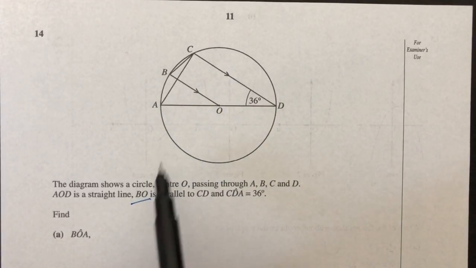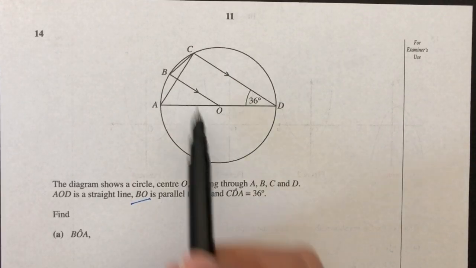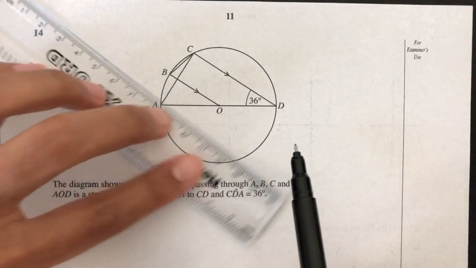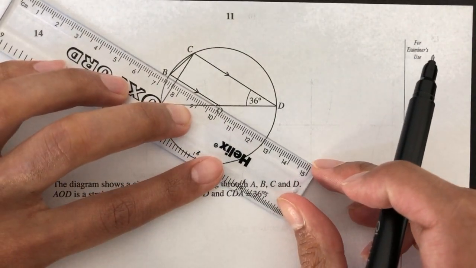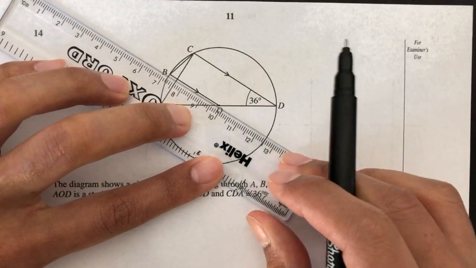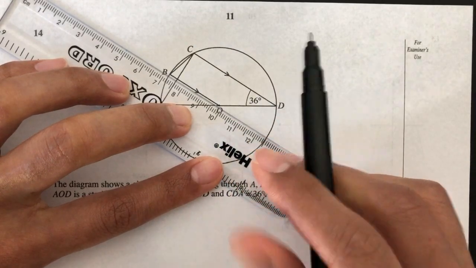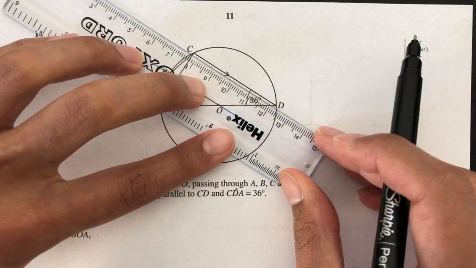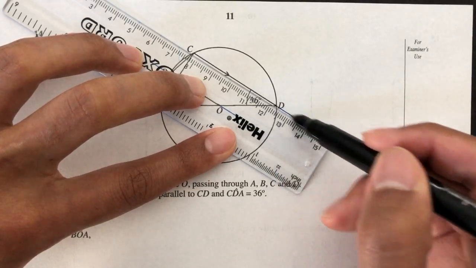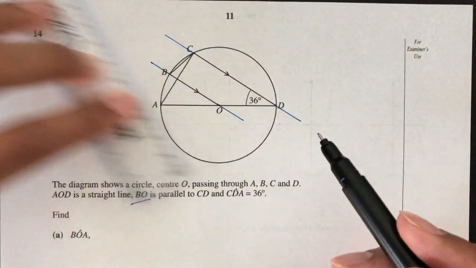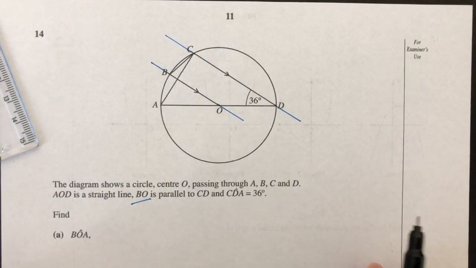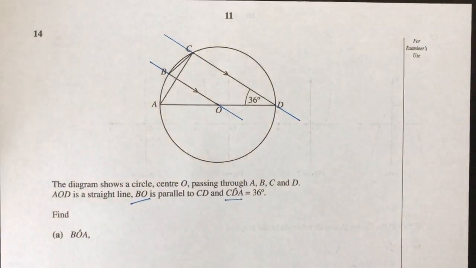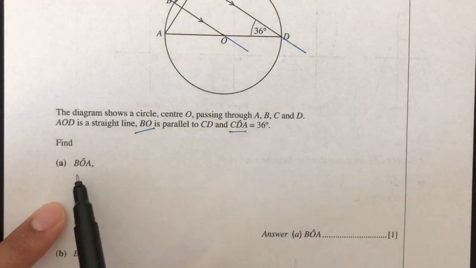Now BO is parallel to CD, so in the same direction. When I have parallel lines, what I like to do is extend them a little bit, just to see which angles are alternate, which are equal. I like to extend the line just a little bit to have a better understanding of what's happening. And then we have angle CDA is 36. So question part 1, find the angle BOA.